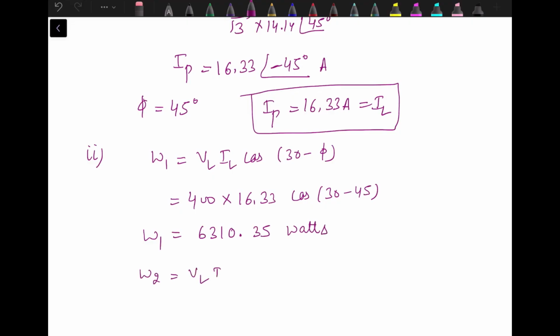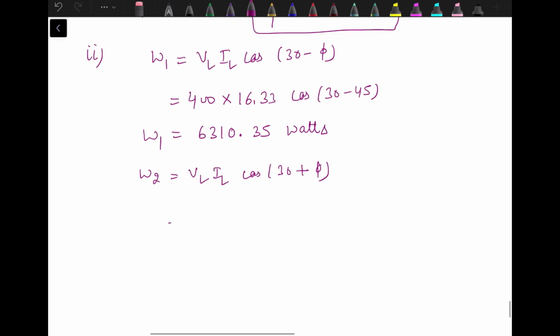W2 is VL IL cos(30 plus phi). VL is 400, IL is 16.33, cos(30 plus 45), giving us the value of W2 as 1690.61 watt.